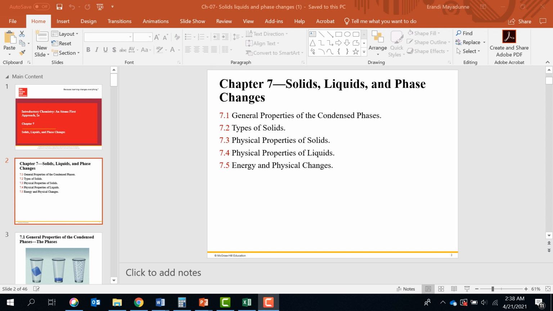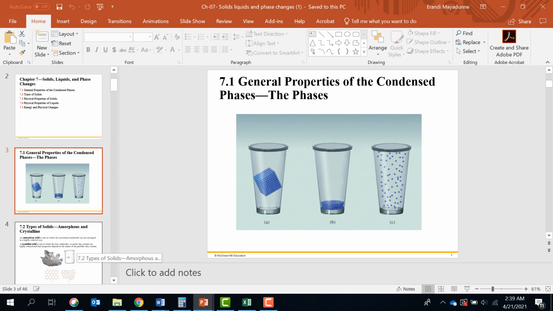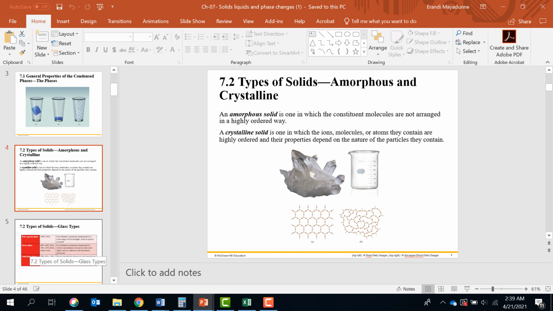Chapter 7 talks about solids, liquids and phase changes. At the very first, we look at the solids and how we can classify these solids. The solids can be classified into several groups. Mainly, you can classify solids into amorphous solids and crystalline solids.